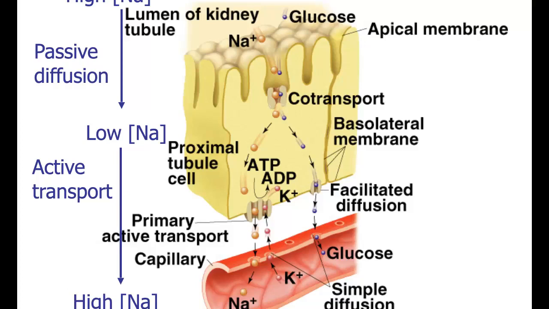That creates a low concentration of sodium in that space. And now sodium can travel down its concentration gradient from high in the filtrate to low in the basolateral membrane. So this active transporter going from basolateral membrane to blood is what gives us the concentration gradient needed to run this passive diffusion co-transport of sodium and glucose.